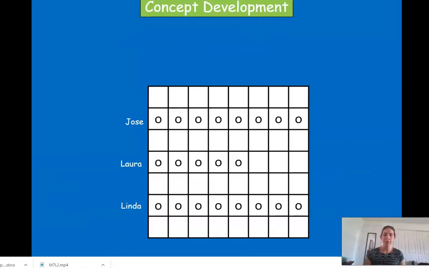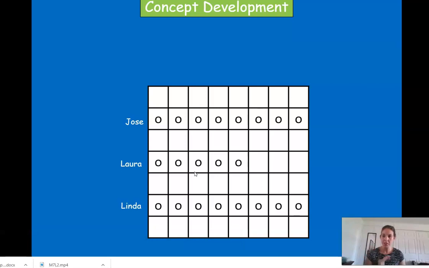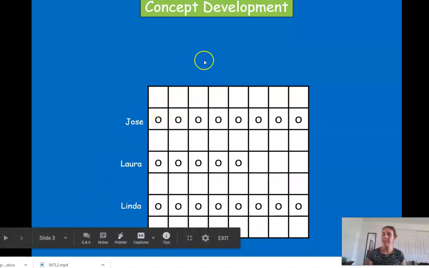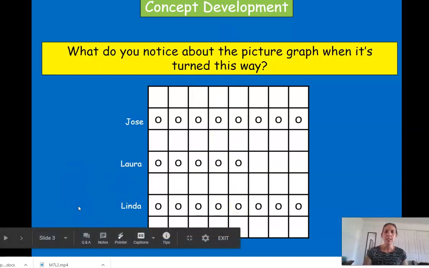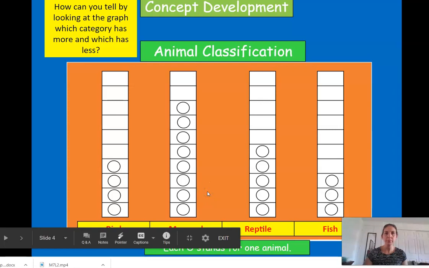Okay, so this is an example of the picture graph that we did yesterday. But the difference is that this time the pictures are going across instead of vertically, okay? And this is what we were working on yesterday with our picture graph.